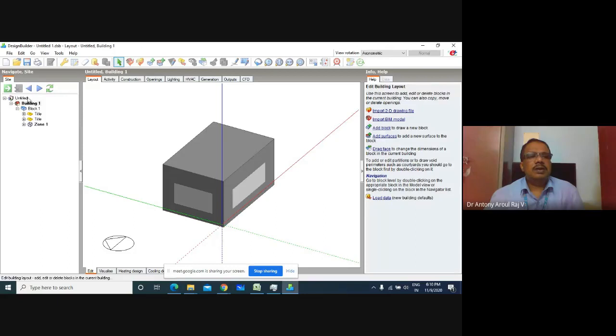So, site boundary conditions. We give the boundary condition at the site. That means I have to select this if I want to do the external CFD analysis. The same thing, if I select the building or the zone, then it will become an internal analysis.